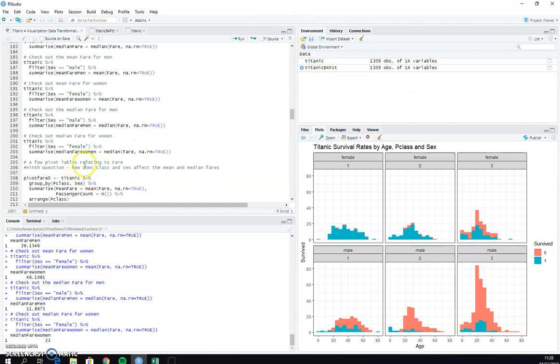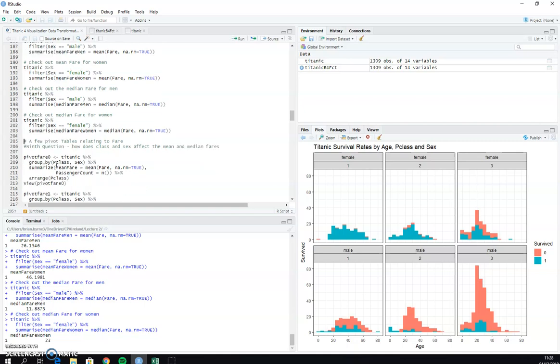We can also set up pivot tables. Pivot tables is something that we generally identify as being a strength that we use in Excel. We can also set up pivot tables in R and in the Tidyverse, by aggregating the data and then arranging in a certain order. So we're going to arrange here by class.